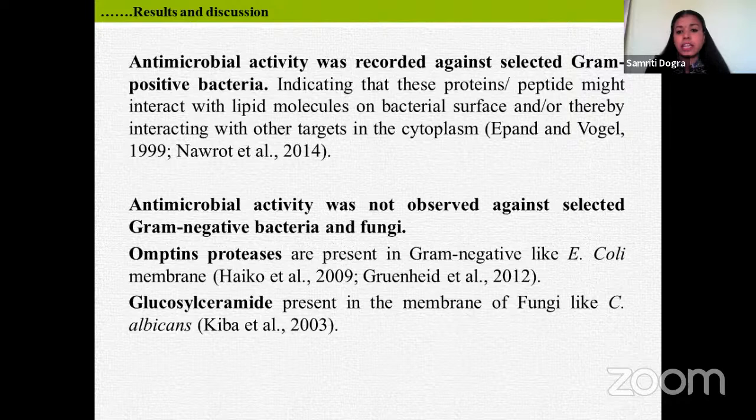This indicates that the proteins or the peptides might interact with the lipid molecules on the bacterial surface, thereby interacting with other targets in the cytoplasm, which ultimately leads to death. But where we do not have activity against the gram-negative bacteria and the fungi, in literature it was reported that Omptin-like peptide proteases are present in gram-negative bacteria like E. coli, which interact with the peptide and degrade the active peptide. So the peptide is not able to enter the gram-negative bacteria. Similarly, glycosylceramide is a molecule present in the membrane of fungi, which interacts with these active peptides and breaks them or makes them non-active, so the fungi grow and are resistant to that particular AMP.